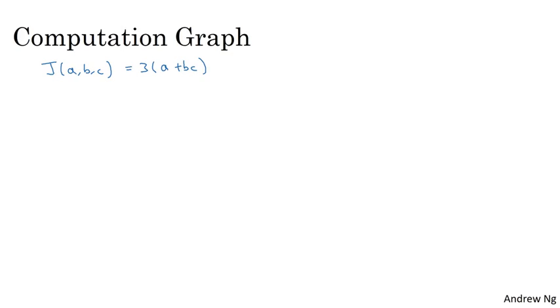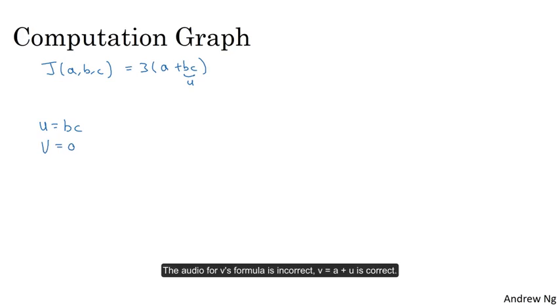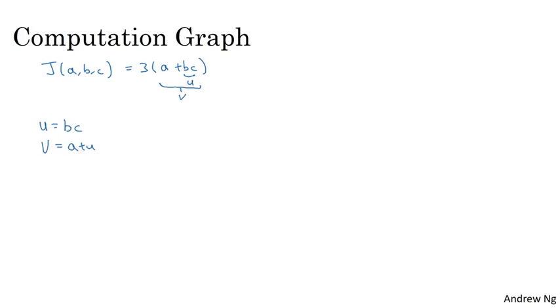The first is you need to compute what is b times c, and let's say we store that in a variable called u, so u is equal to b times c. Then you might compute v, which is equal to a plus u. And then finally, your output J is 3 times v, so this is your final function J that you're trying to compute.